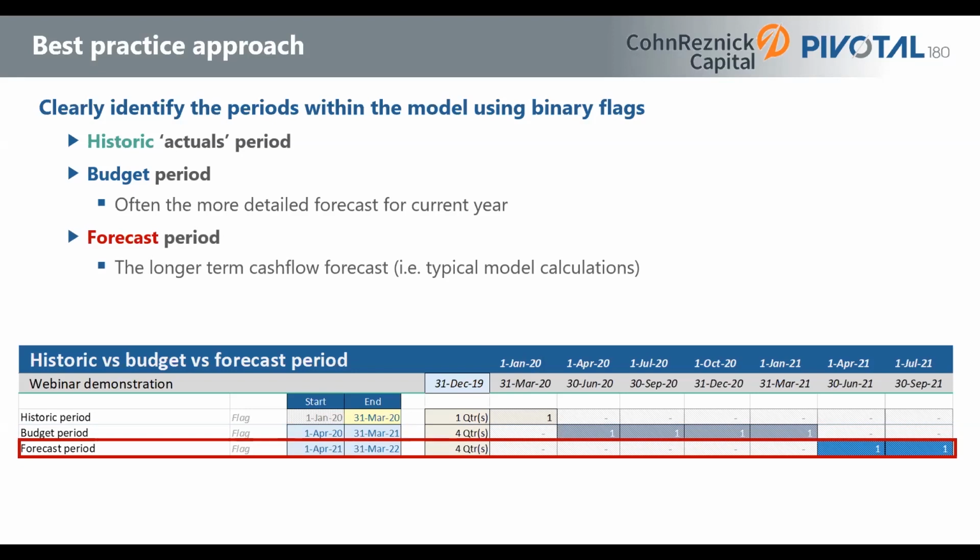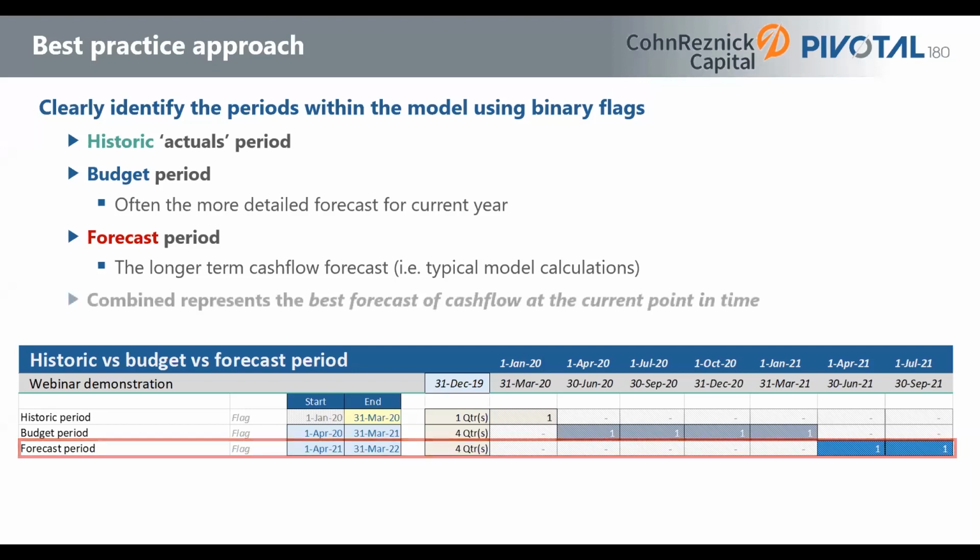From there, we have a forecast period, and this is just the normal cash flow calculations that were in our model in the first place. And that starts at the end of our budget period itself. So we're really replacing, in the April 2022, 31st March 2021, that 1 year, instead of using the forecast calculations, we're going to instead use more detailed calculation from our budget, which comes from our finance team. And so this represents the best forecast of cash flow at the current point in time. So it's really saying, look, let's not just trust what our model does in the first year. Let's do more detailed numbers and use those for the first year.